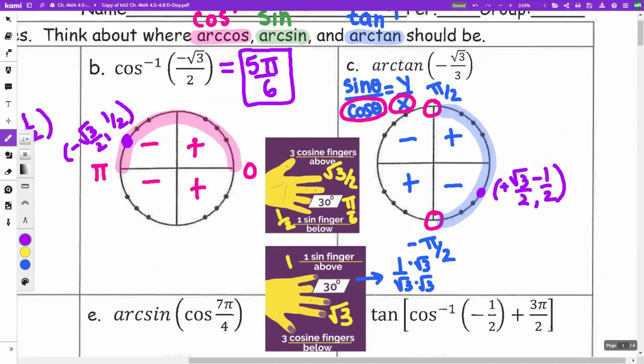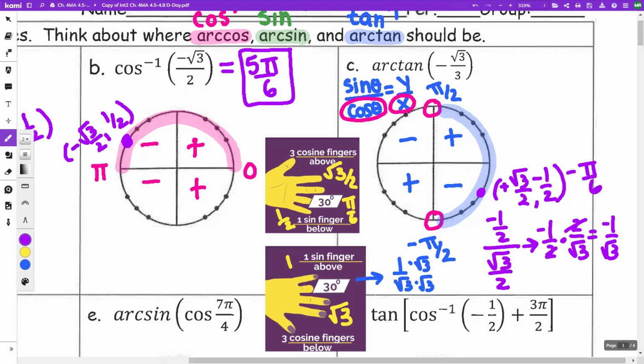Now, if I was to do tangent, which is sine over cosine, I can change this by, when I divide by a fraction, I can multiply by the reciprocal. You see that cancels out. You see I get my 1 over root 3, which is the same thing I got with my fingers. Then I'm going to rationalize it like I did and get a negative root 3 over 3. So that is a spot that I'm at. And that spot is a negative pi 6. That's where that spot is. So this is going to equal a negative pi 6.